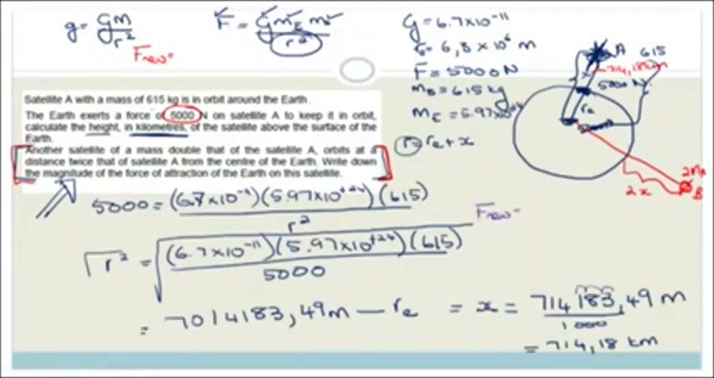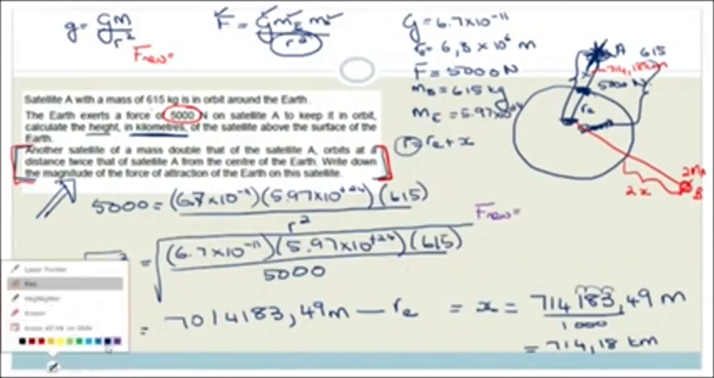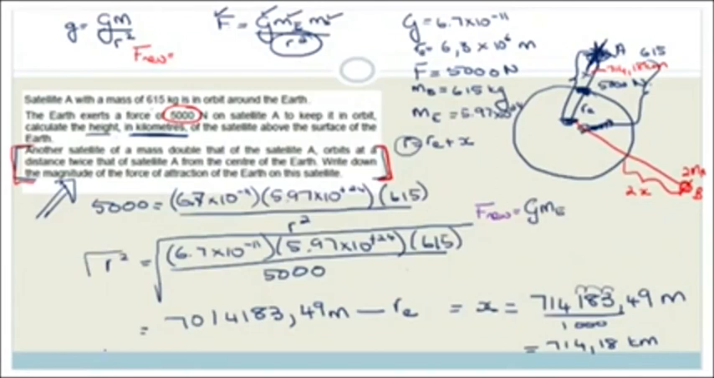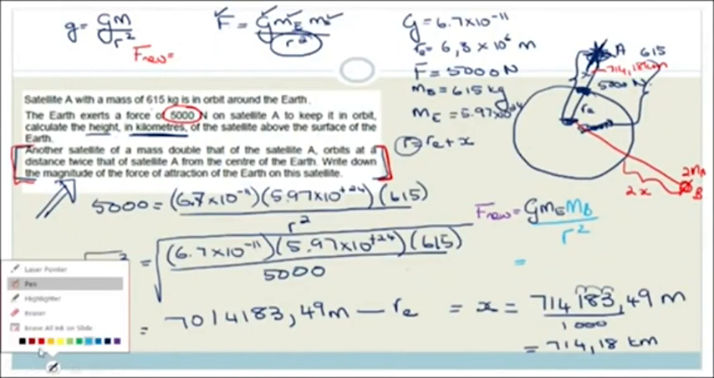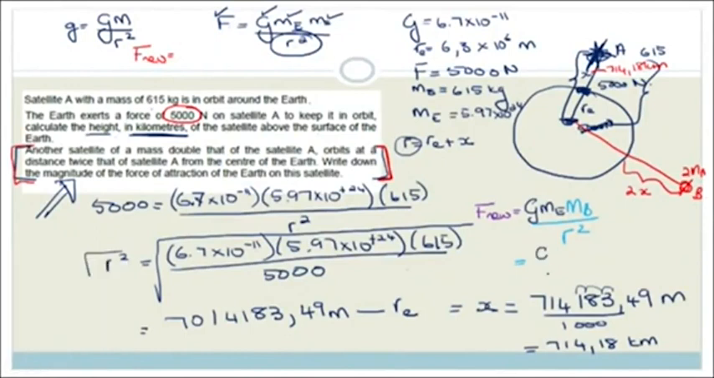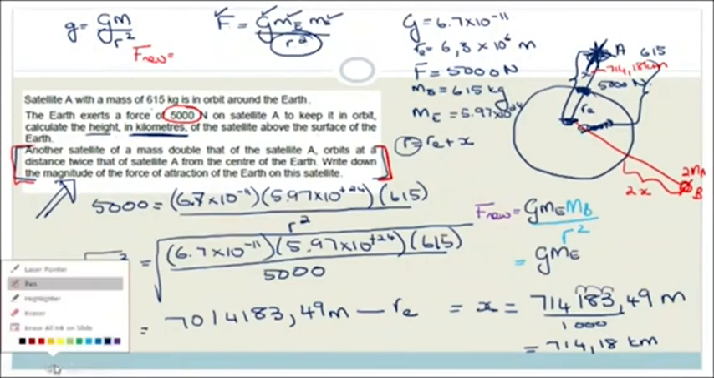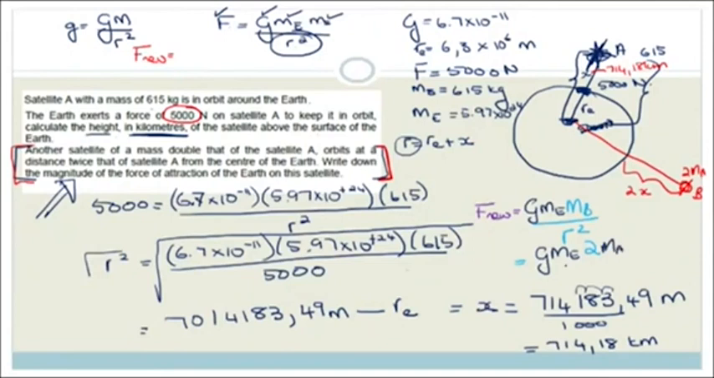F new is equal to, in the original color, G, mass of the Earth, and then the mass of the satellite, which we're going to call satellite B, over the distance from the Earth of satellite B, squared. Do you agree that the mass of satellite B is twice the mass of satellite A? So I could rewrite this as G M E times twice the mass of satellite A, all over. Now, the radius is interesting because do you remember R was the radius of the Earth plus x? Now, it's the radius of the Earth plus 2 times x.